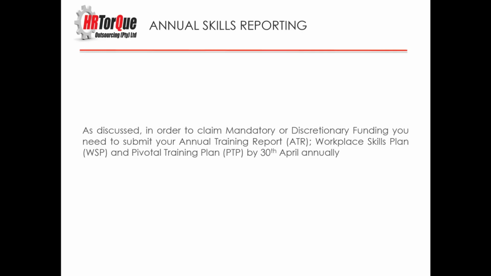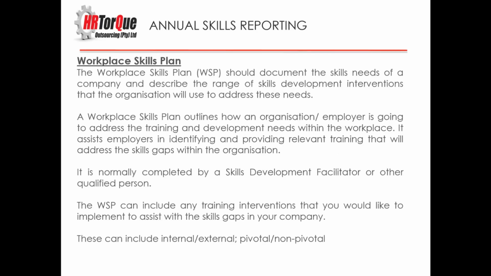Okay, so your annual skills reporting, to claim your mandatory and discretionary funding, you need to submit the annual training report, your workplace skills plan, and your pivotal training report by the 30th of April every year. Okay, as I said before, your workplace skills plan ideally should document, and this is probably more important than your annual training report, which is basically just reporting on the training you've done. This, and your pivotal training plan, are probably the most important part of your whole document.